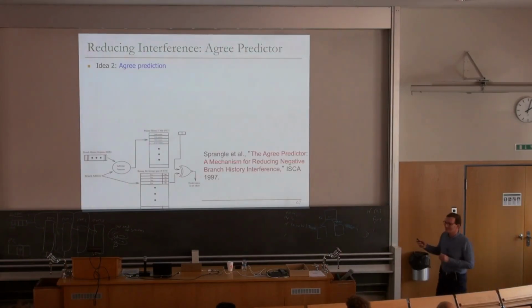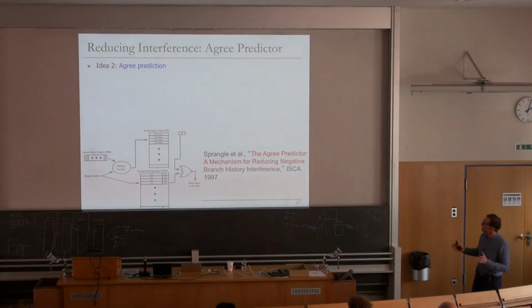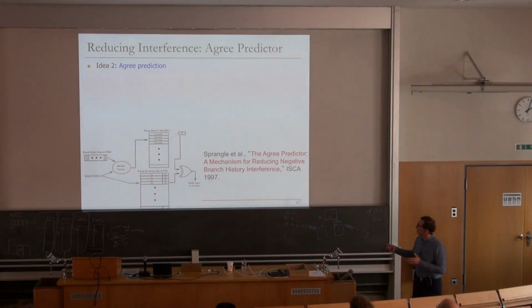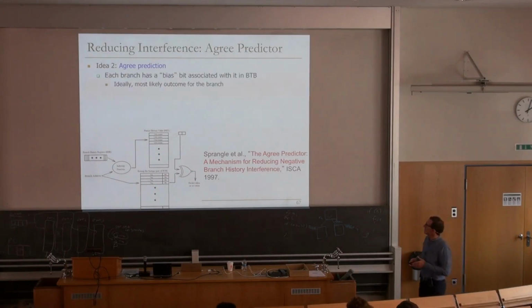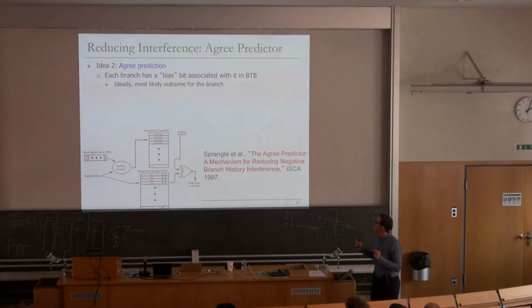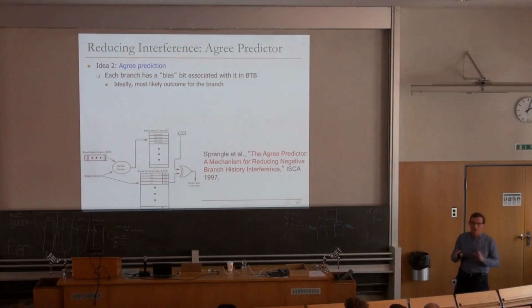Okay, so I'm going to give you another idea that I really like. This is kind of an out-of-the-box idea, I think. It was introduced in this paper. The idea is very simple again. Usually good ideas are simple. It's called agree prediction. Agree prediction says you somehow figure out a bias bit associated with a branch in the BTB. Ideally, that's the most likely outcome for the branch.